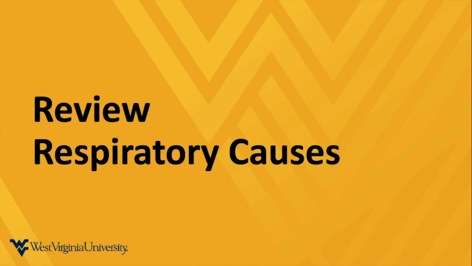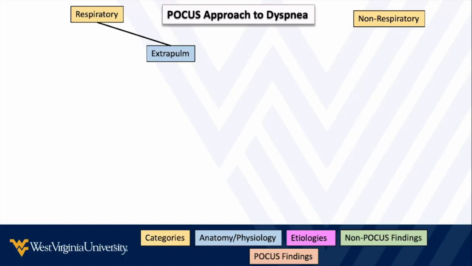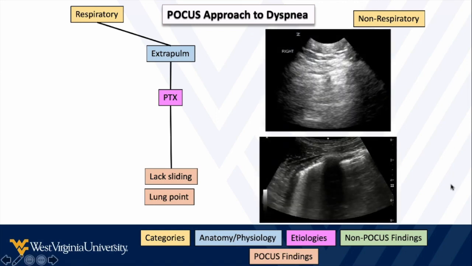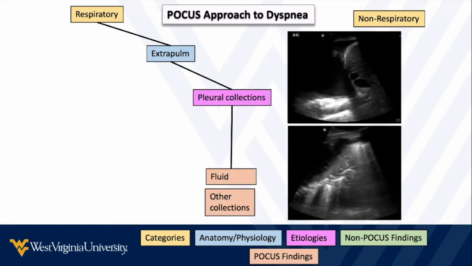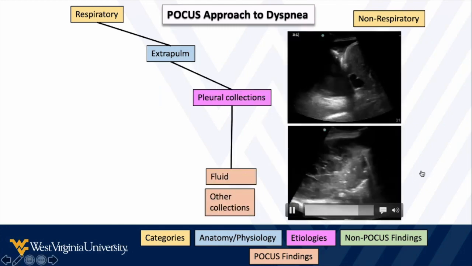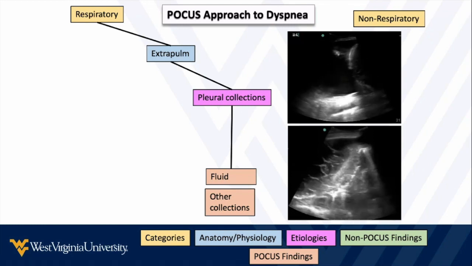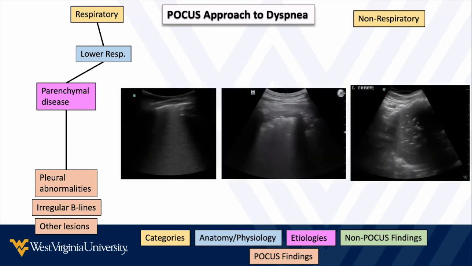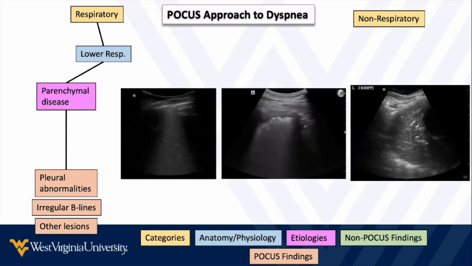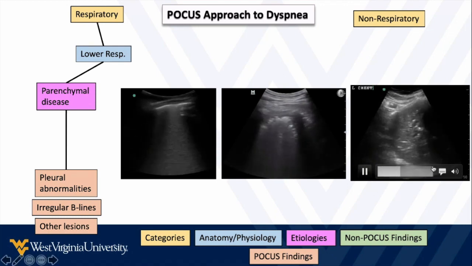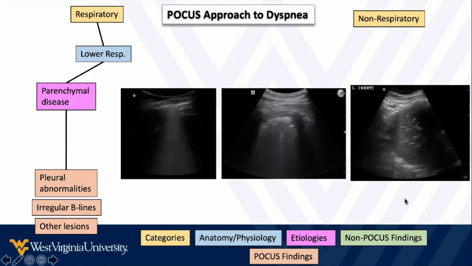So just a quick summary, some of the respiratory causes that we looked at. The extrapulmonary things like pneumothorax are going to show us maybe a lack of sliding or lung points, okay? Pleural collections, usually going to be fluid, but sometimes it's more complex, and then we'll have to decide when they reach the threshold of requiring invasive treatment. Within our lower respiratory things, we talked about the skipping around or irregularly distributed B-lines, the pleural thickening or abnormalities, and then either smaller subpleural or even larger pulmonary lesions.